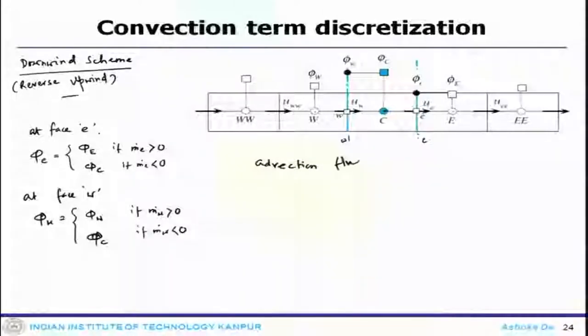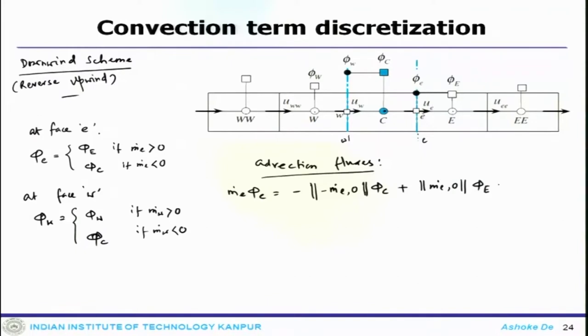Now, one can write the advection fluxes. If I write the advection flux, then one has to get m dot e phi e, which is nothing but the modulus of the maximum of minus m dot e and 0, into phi c, plus the maximum of m dot e and 0 times phi e. So, that will get me back the flux C e convection phi c plus flux F e convection phi e plus flux V e, which is again for convection.